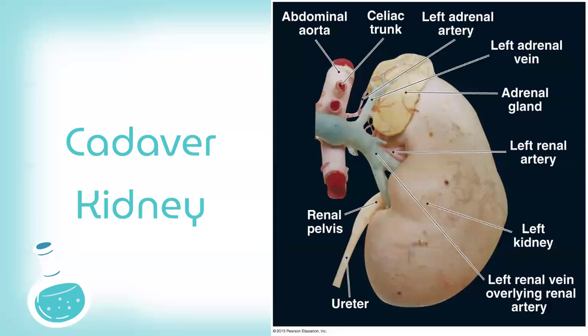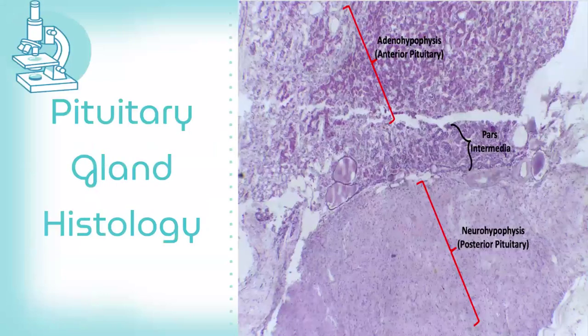Okay, so now we're going to get into the histology. The first piece of histology that we're looking at is of the pituitary gland. The pituitary gland has three main portions that you need to know. The first of which is your adenohypophysis. It's going to be this portion right over here.